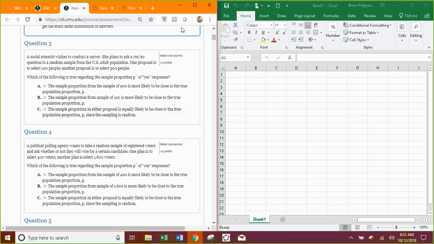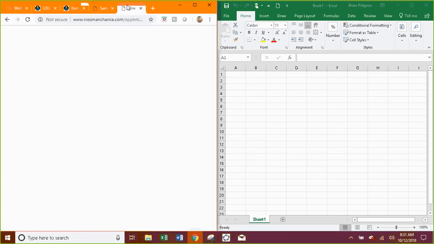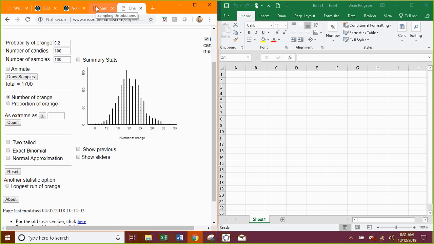So, one of the things that you might have seen is that increasing the sample size, this might work, let's just see.